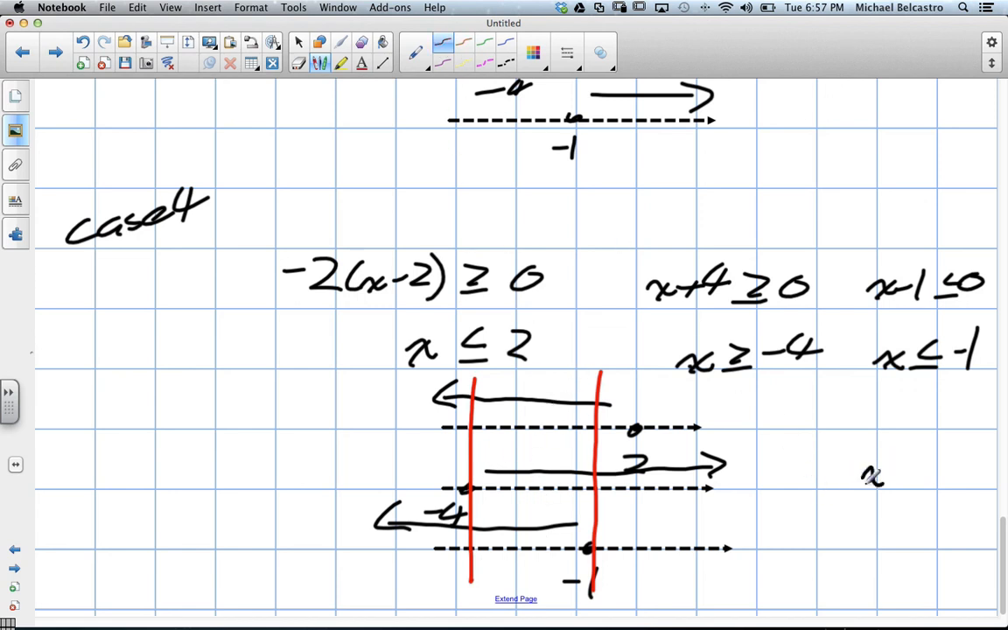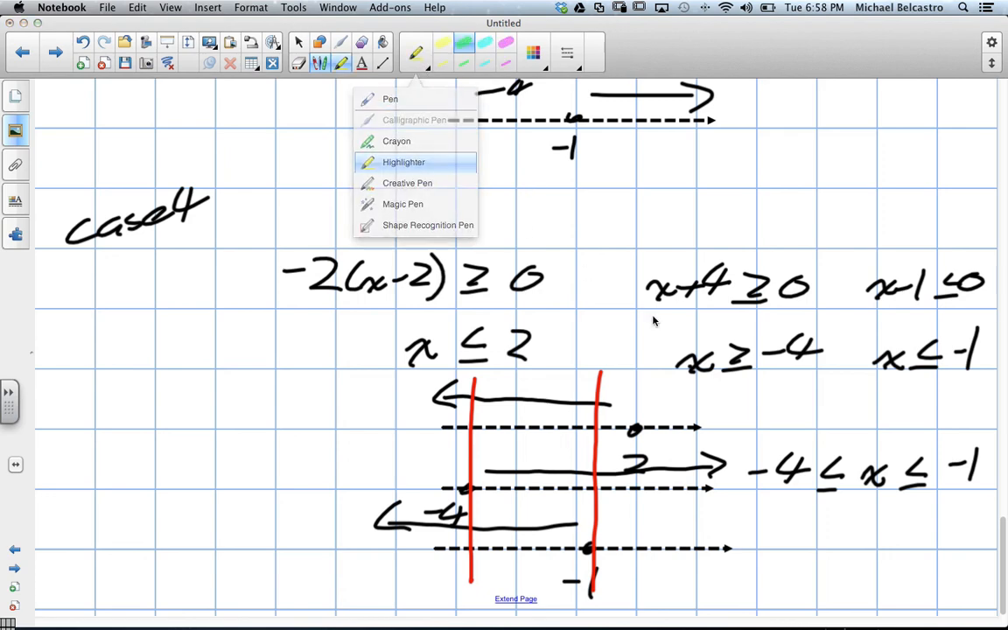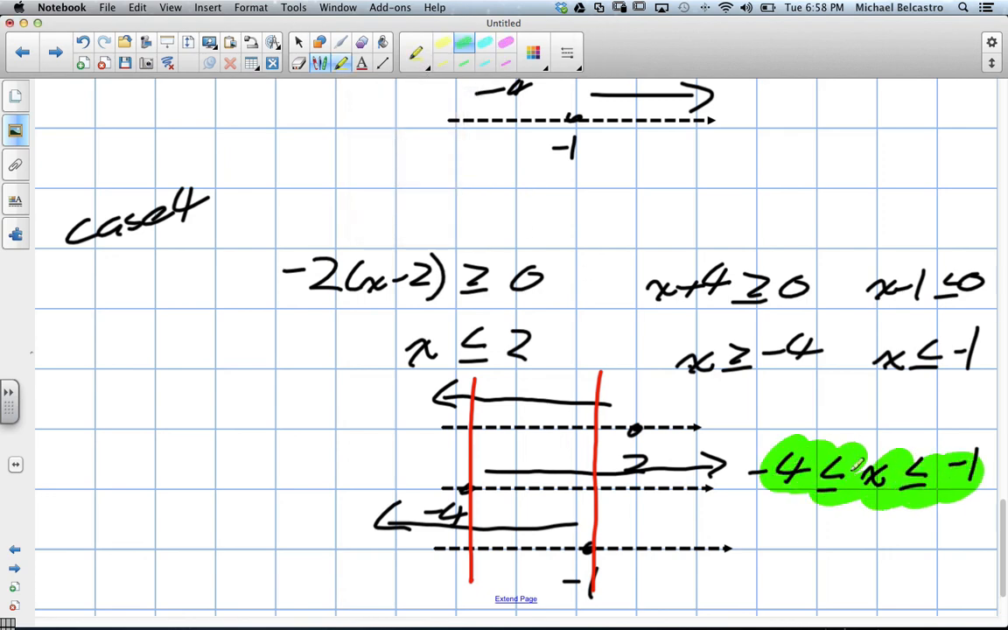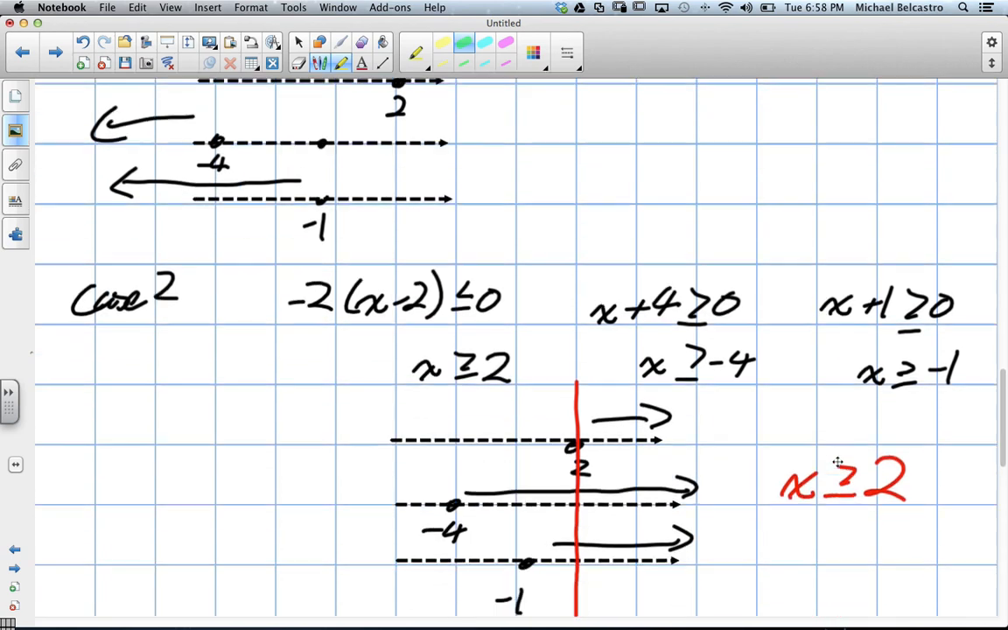So what that's saying is when x is less than and equal to negative 1 and greater than and equal to negative 4, which is essentially our answers in the other one. So those are our answers to this question. This answer here from case 4 and in case 2 when x is greater than 2. Those are the answers to the inequality.